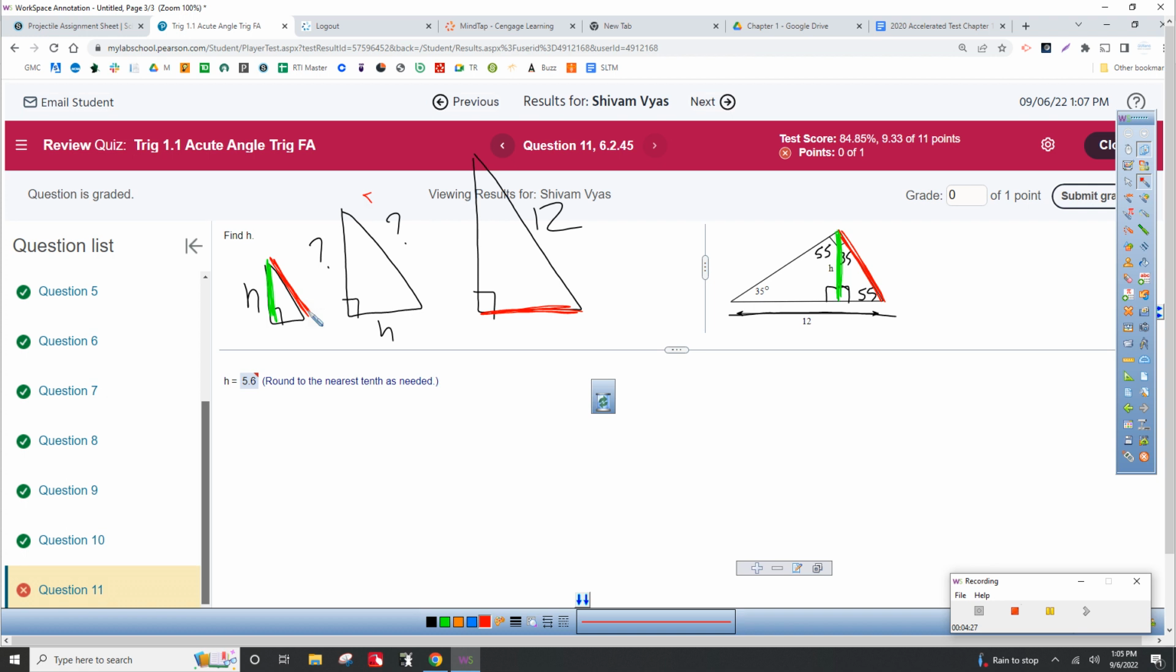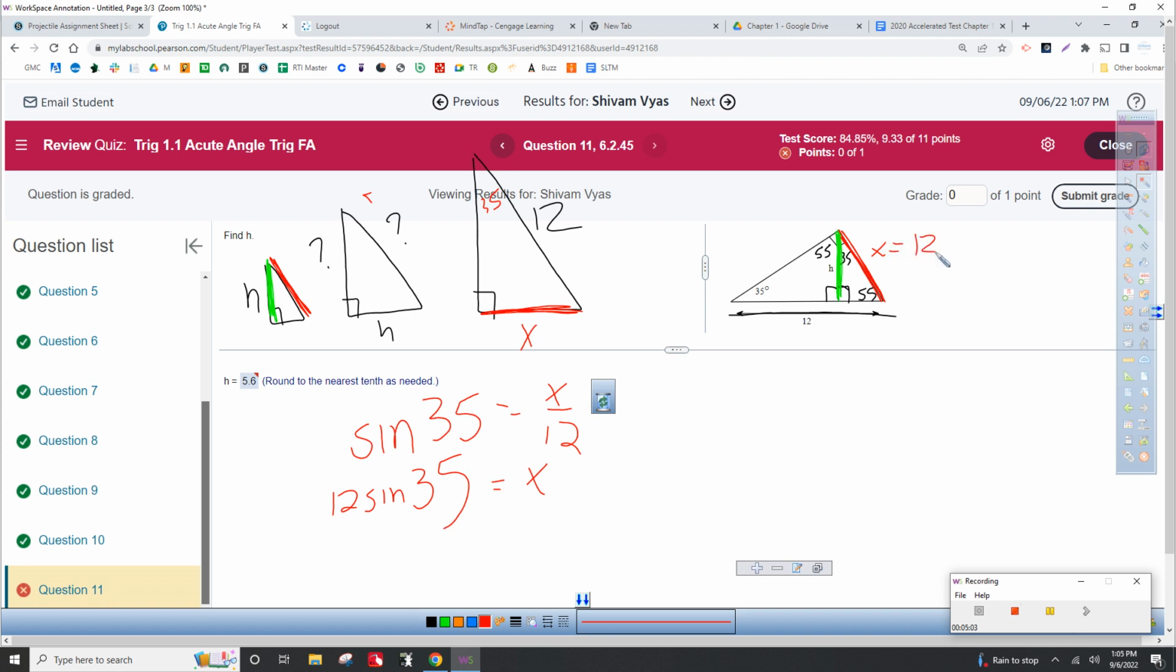Alright, so, I know that this is 35, so let's find the red one. We'll call it X. According to the 35, what is the X? The opposite, hypotenuse, so we're going to use sine. So sine of 35 is x over 12. So x is 12 times the sine of 35. I'm just going to leave it like that. All right, so that's this one. That's some number.